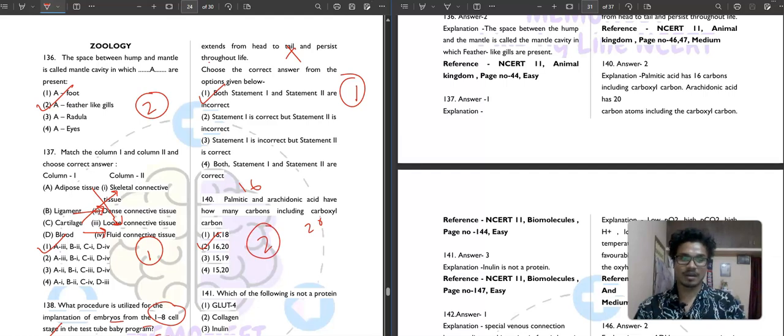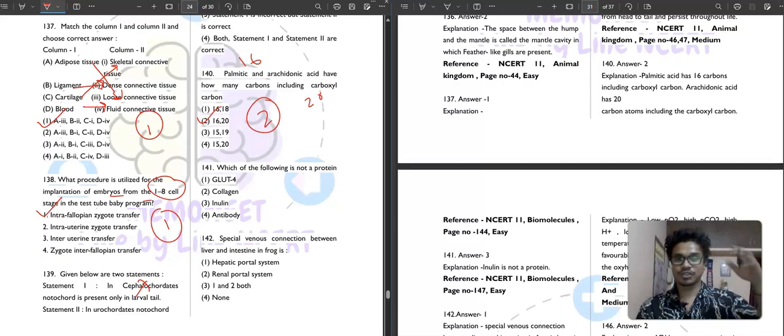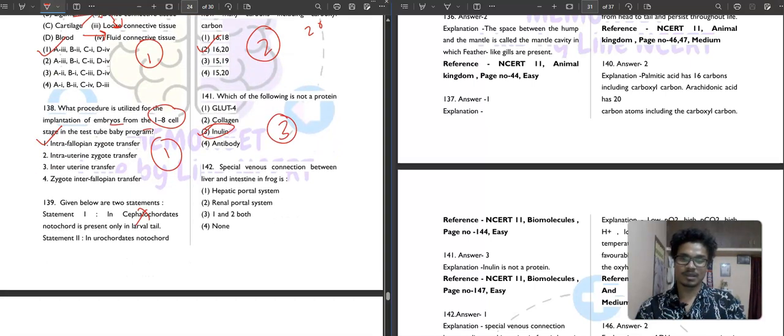Then question number 141. It is saying, which of the following is not a protein? GLUT4, is it a protein? Okay. So GLUT4, collagen, inulin or antibody? Because inulin is not a protein, you know that. So the third option is your correct answer. Inulin, the secondary metabolite.